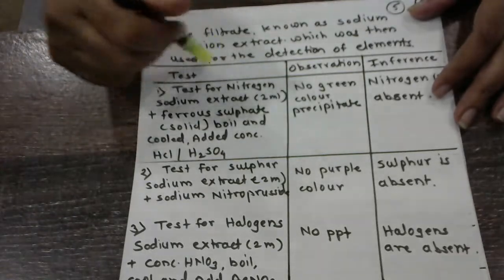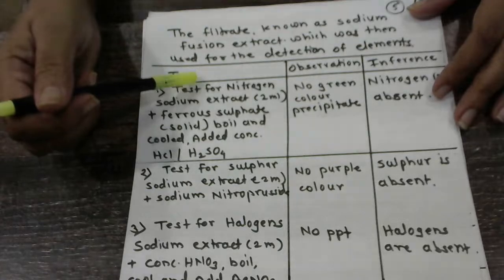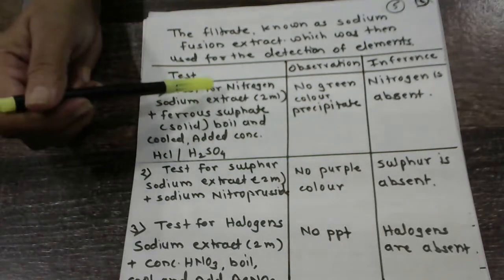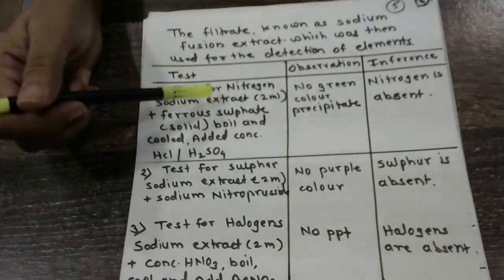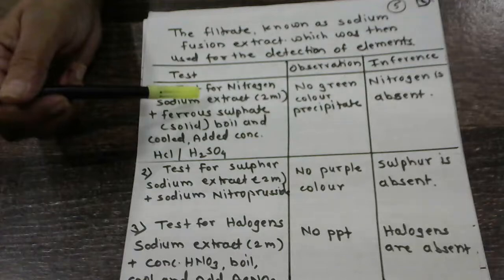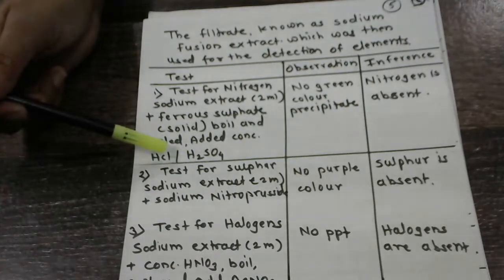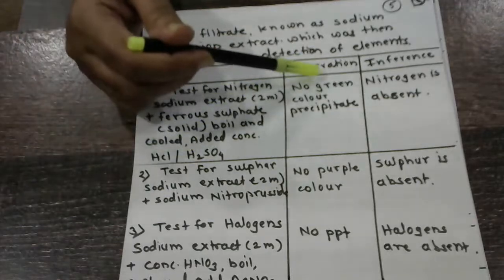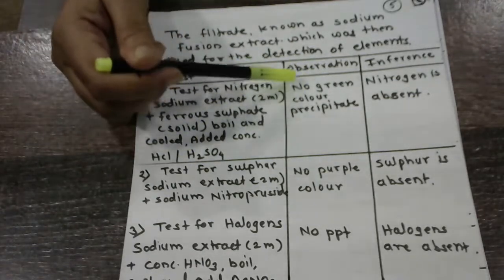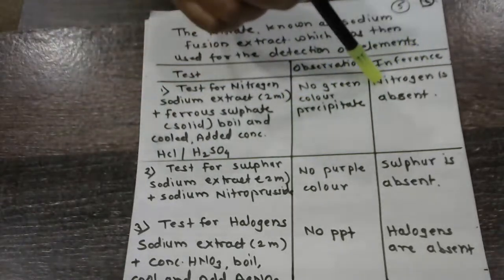This sodium extract is then used for the detection of elements. First, the test for nitrogen, where we take 2 ml of sodium extract, add solid FeSO4, boil and cool, and then add either concentrated HCl or concentrated H2SO4. Depending upon HCl or H2SO4, we get either a bluish green color or a green color. So here, in the case of the first compound, we do not get green color, hence nitrogen is absent.